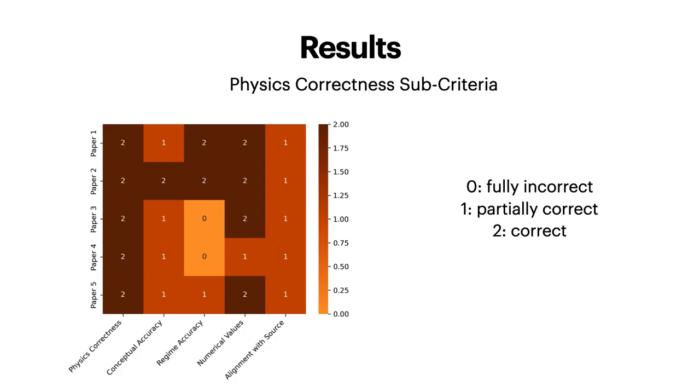The heat map reveals that the model was able to capture the physics correctness and numerical values well across all papers, highlighting the strength of domain-based prompting in preserving physical reasoning and quantitative relationships. The model struggled with technical accuracy and alignment with source when using domain-based prompting. Performance was mixed on regime accuracy, with some papers excelling in this area and others not so much. Overall, this illustrates that the model is not able to capture all aspects of physics correctness equally well.